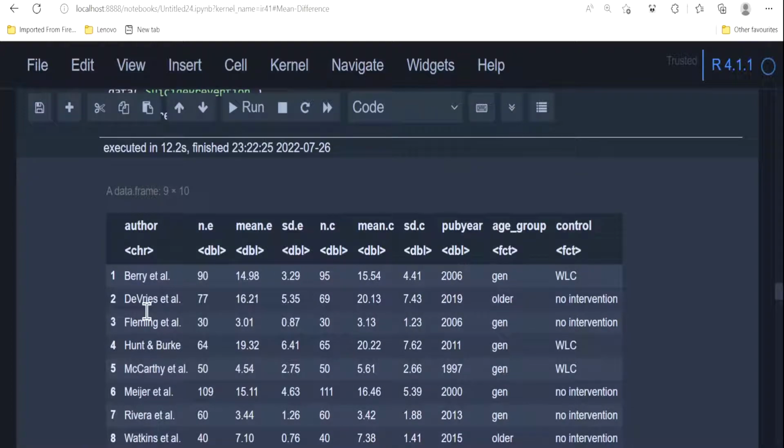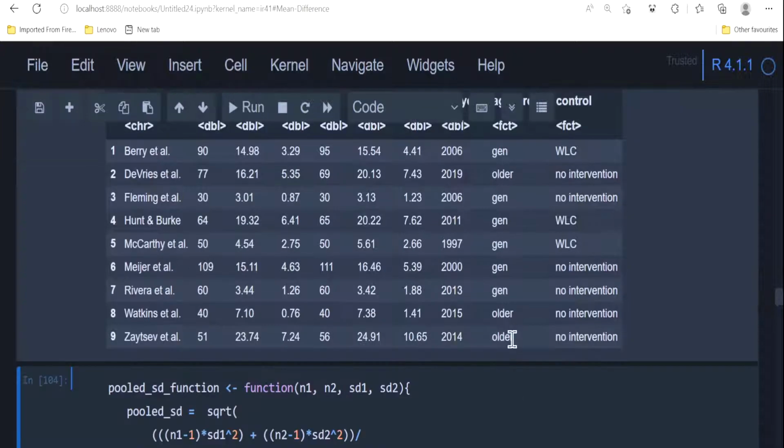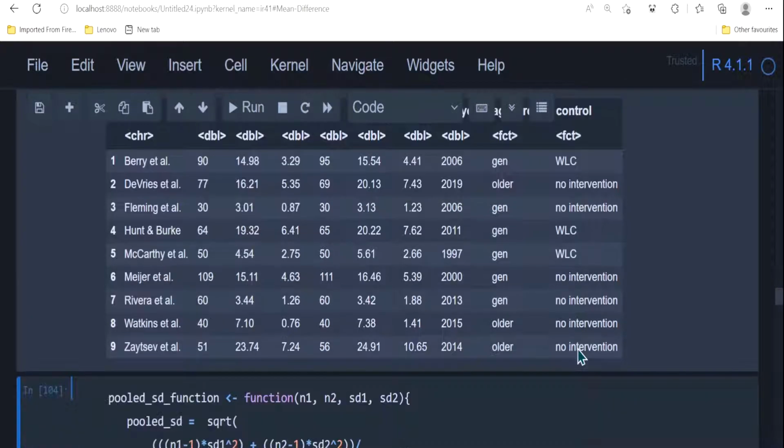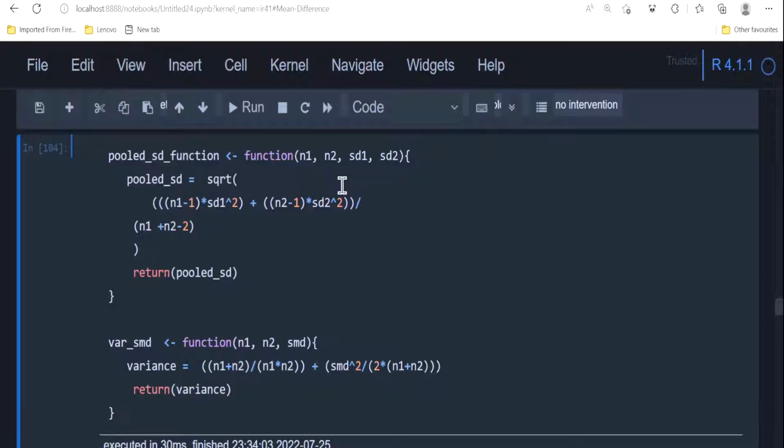So you have the author, you have the n in the experimental group, the mean in the experimental group, the standard deviation in the experimental group, and the same for the control group. And also you have the publication here, the age group. So if you want to do subgroup analysis, subgroup meta-analysis, you probably need these ones. And then at the end you have the control group. So now I already have the pooled standard deviation. I already changed them in a function, and the variance is also there.